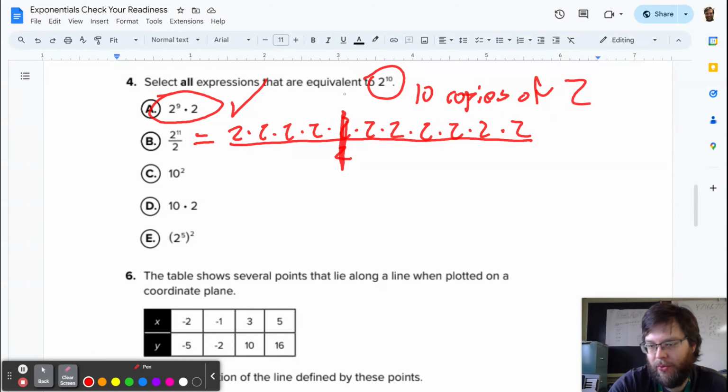So we can just get rid of it. We can cancel out the 1. And the remaining number of 2's is 10. There are 10 2's remaining. So B is also a true statement.